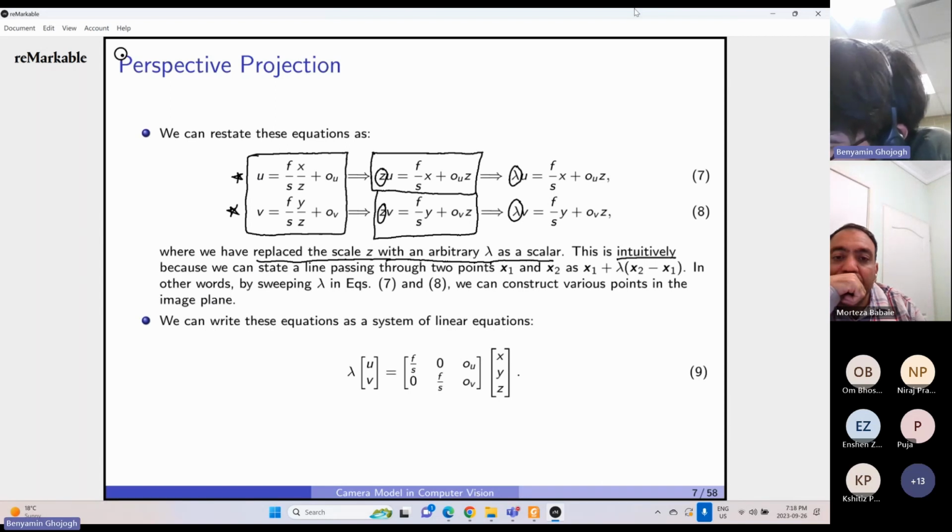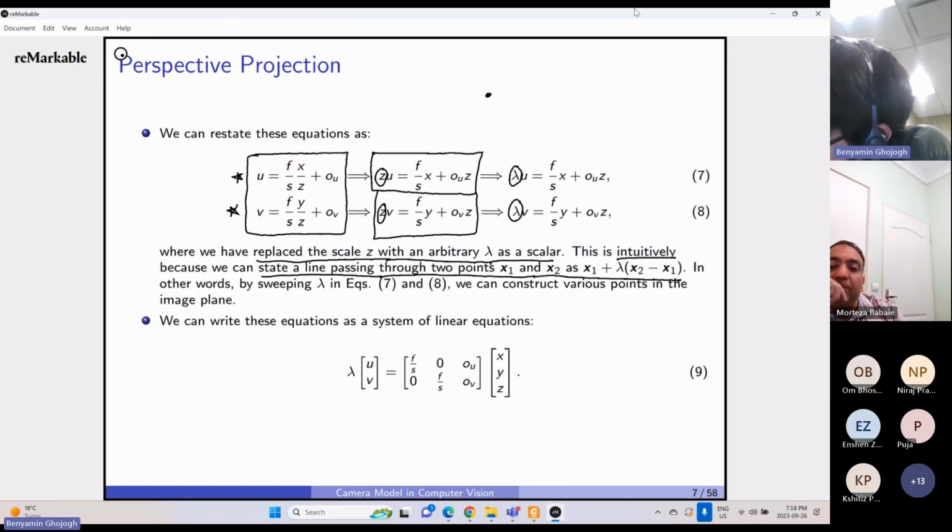Intuitively, it is because we can state a line passing through two points x1 and x2 as this. What do I mean? Consider these two points in this space. How can I represent the line between them? Can you tell me? Any suggestions? How can I represent the points connecting x1 and x2 on the line between them?